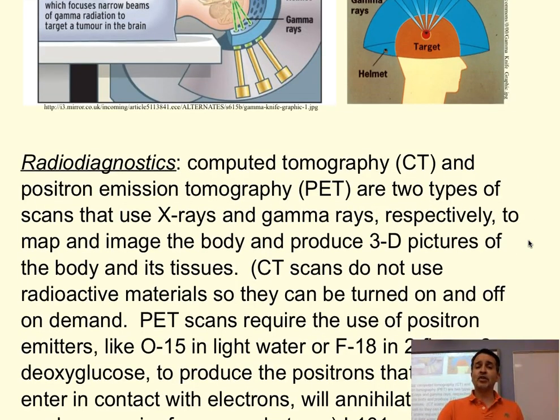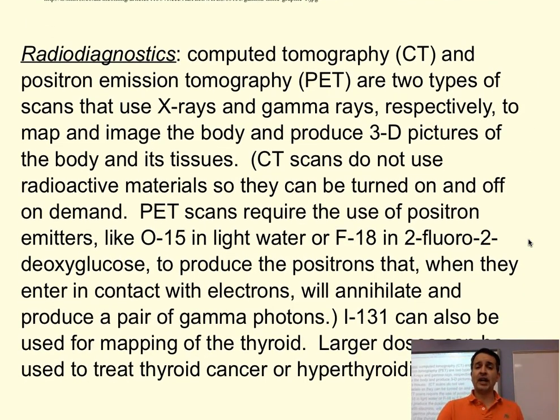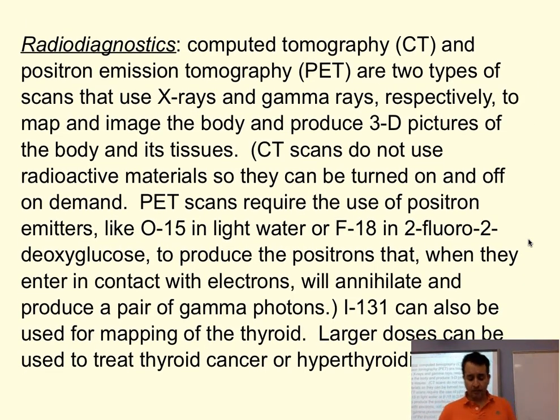Some of those techniques that we use in order to visualize things can be called radiodiagnostics. We can use CT scans and we can use PET scans. Positron emission tomography and computed tomography are used to be able to see inside of our bodies, inside of our brains, our heads. CT uses X-rays, while PET scans use positrons, positron emission tomography.